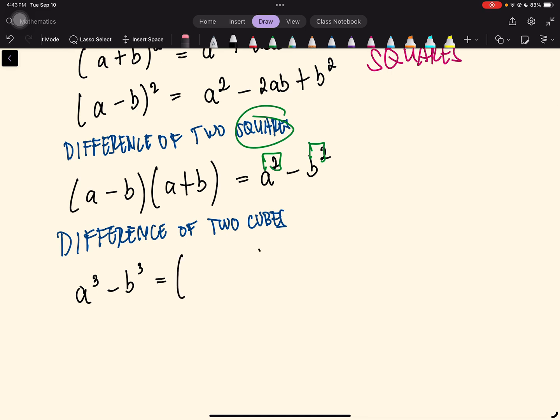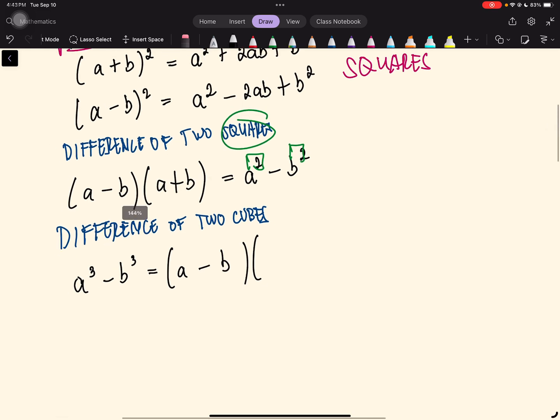You're gonna draw the first parenthesis by taking the cube root of the first term, so a, and then we're gonna take the cube root as well of the second term. There. Okay, see what I did here? I just took the cube root of both of them. Okay, times. Ato madali na lang tong sumunod.